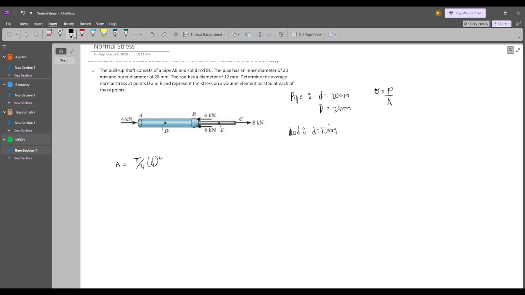Now, we can see that there are two diameters given, which are the inside diameter and the outside diameter when it comes to the pipe. So what that means is that this pipe is actually a hollowed pipe. This is the outside diameter, which is 28 millimeters, and this is the inside diameter, which is 20 millimeters. To get this shaded part, which is the area, we just need to subtract both diameters.